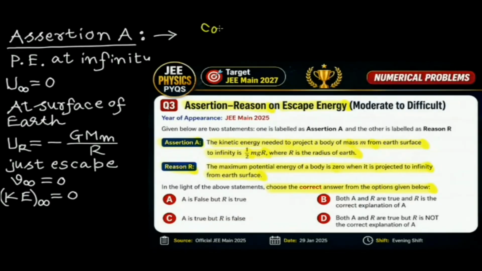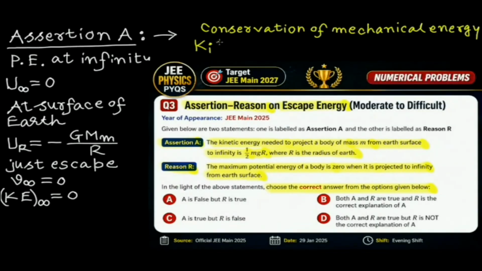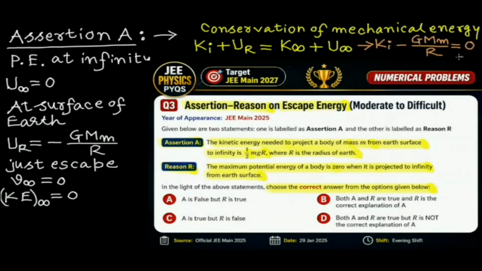Now apply conservation of mechanical energy. Kinetic energy K_i plus potential energy U_R will be equal to K infinity, kinetic energy at infinity, plus U infinity, potential energy at infinity. Substituting the values, we get K_i minus GMm upon r equals 0 plus 0. Therefore, K_i equals GMm upon r.